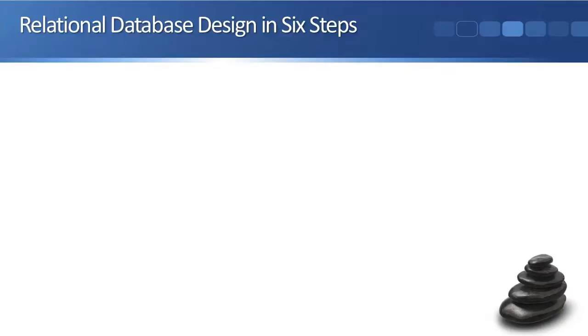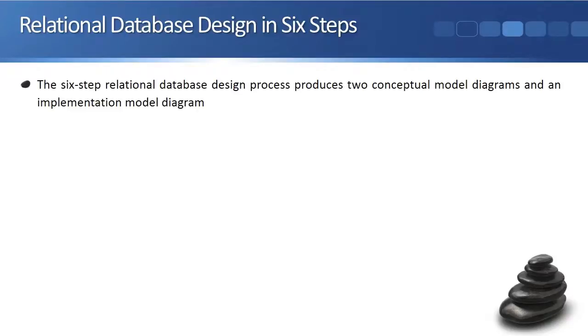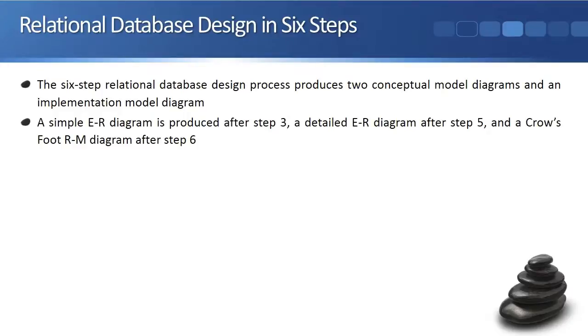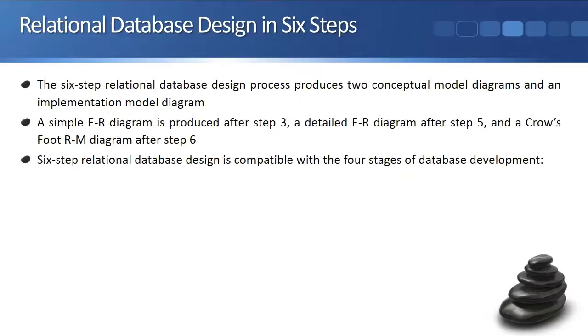Relational database design in 6 steps. The 6-step relational database design process produces 2 conceptual model diagrams, one simple and one detailed, and an implementation model diagram. A simple ER diagram is produced after step 3, a detailed ER diagram after step 5, and a crow's foot RM diagram after step 6. Thus, 6-step relational database design is fully compatible with the 4 stages of database design and development.